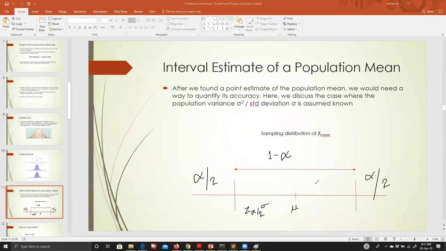So there is an acceptable range, and you need to know these 2 points. What are these 2 points? You want to write it like x mean, the average, plus minus some Z value determined by alpha by 2, which is used when you have to calculate on both sides. That is called a two-tail problem. So Z alpha by 2 into the standard deviation of the population. This is called the interval estimate of the population mean.